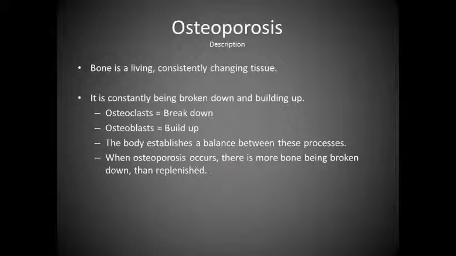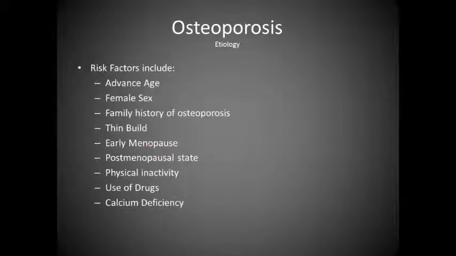However, when osteoporosis occurs, there are more osteoclasts than osteoblasts. In short, it means that there's more bone being broken down than bone being replenished. And so that's why we have significant loss of bone mass.